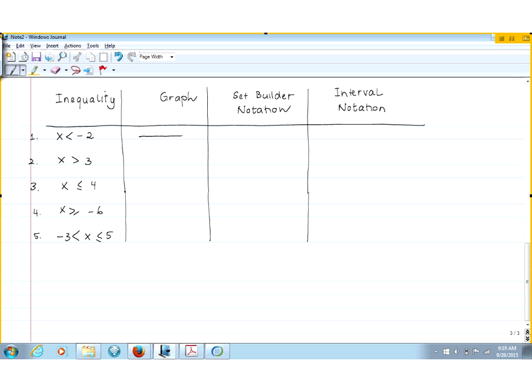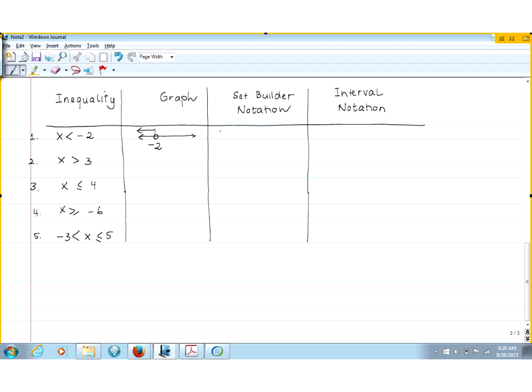So let's graph. How do we graph the first one? Well, let's see. Is negative 2 to the left of 0 or to the right of 0? Left. So right here. Open, close. Open. What about my arrow? The arrow points to the left. Yeah, like this.